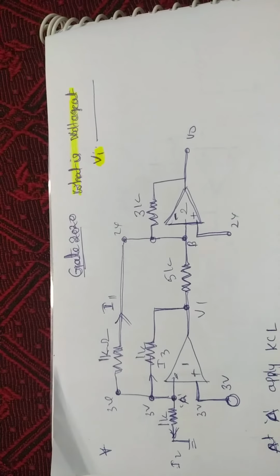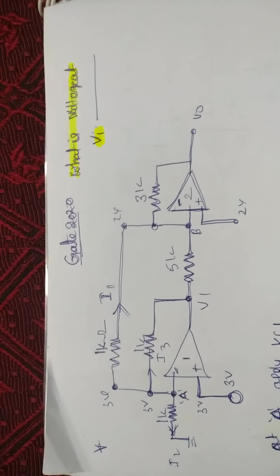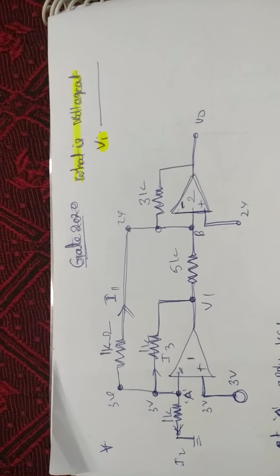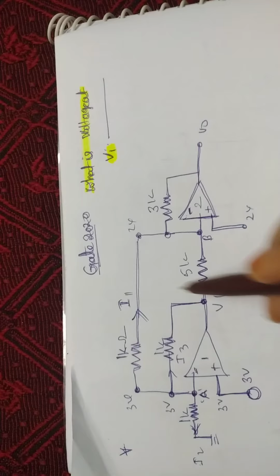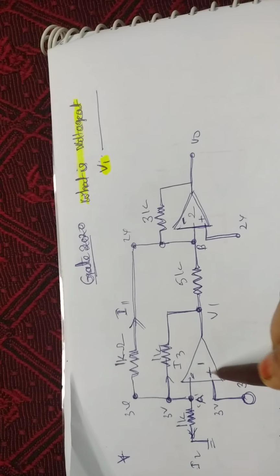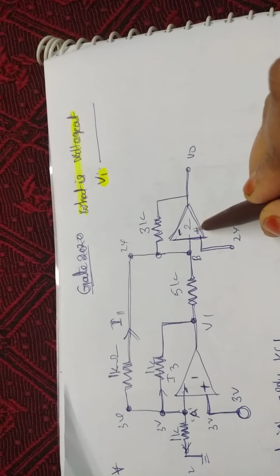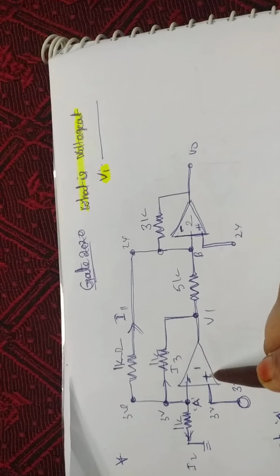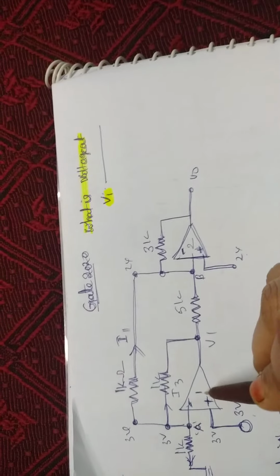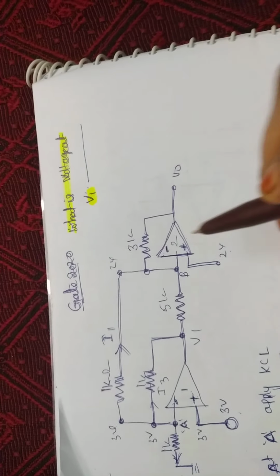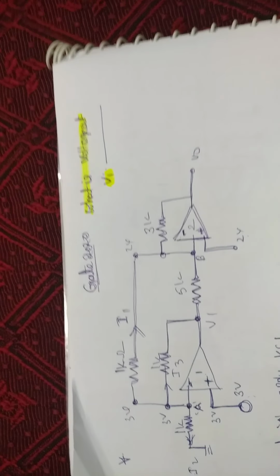In these two amplifiers, first we have to identify what type of feedback it is and what type of amplifier configuration. From the basics, this is the inverting terminal and this is the non-inverting terminal. The voltage applied at the non-inverting terminal is 3 volts for the first amplifier and 2 volts for the second amplifier. This is the amplifier 1 circuit, this is the amplifier 2 circuit.